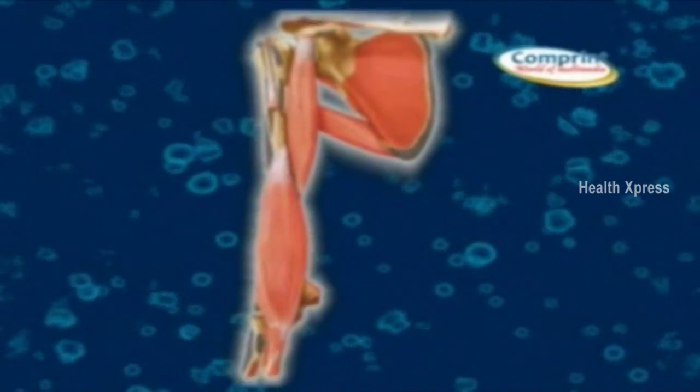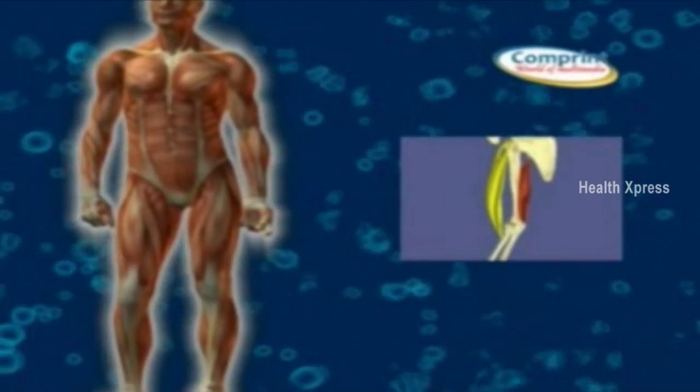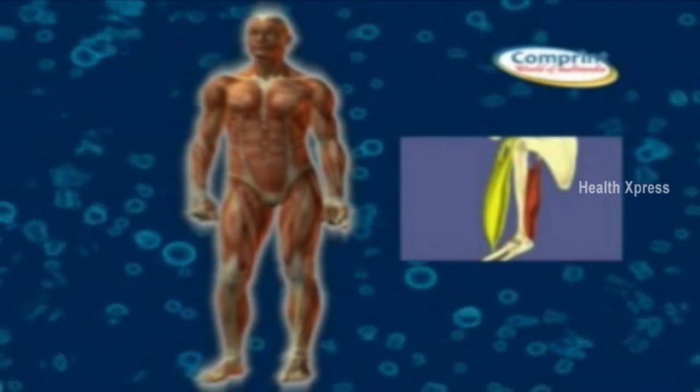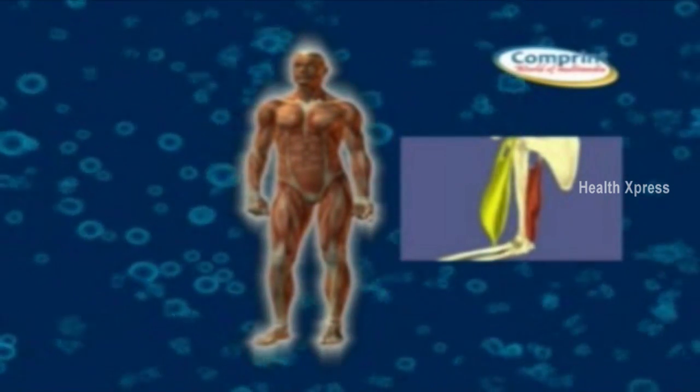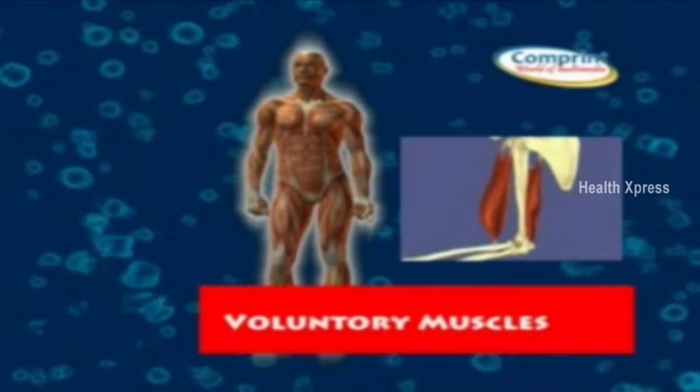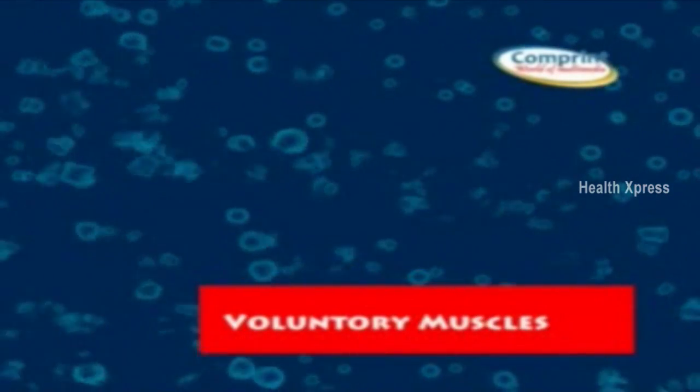Many skeletal muscles contract automatically. Even then, we can control them. That's why they are called voluntary muscles.